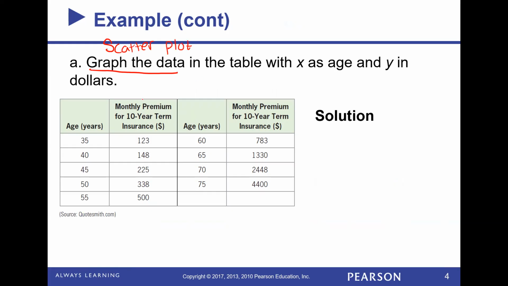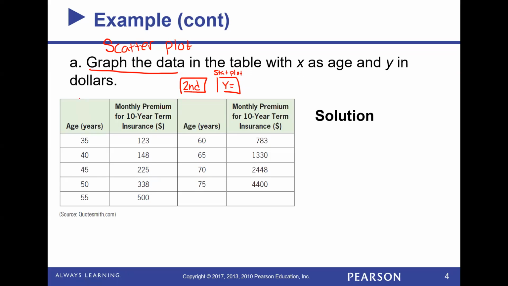First, you're going to put this stuff in list 1 and list 2, and then you're going to turn on your scatter plot. To turn on your scatter plot, you hit the second button and then y equals, since right above the y equals it says stat plot. That's what will help me graph all the data points. It's called a scatter plot because all of these points are scattered against each other all over the graph.